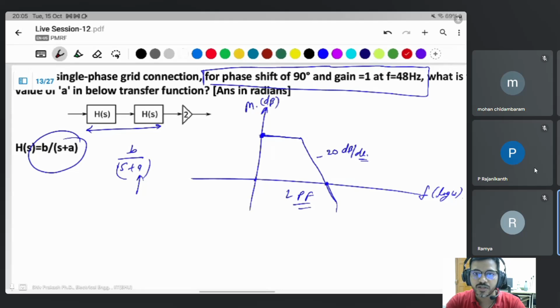It means you need the DQ values, VQ and VD in the voltage term. Then how can you find the alpha-beta? Then after that you convert alpha-beta to DQ.